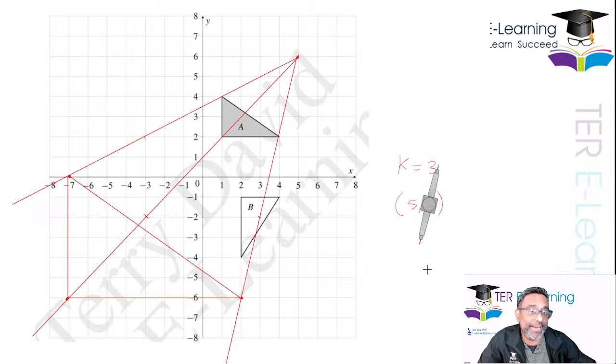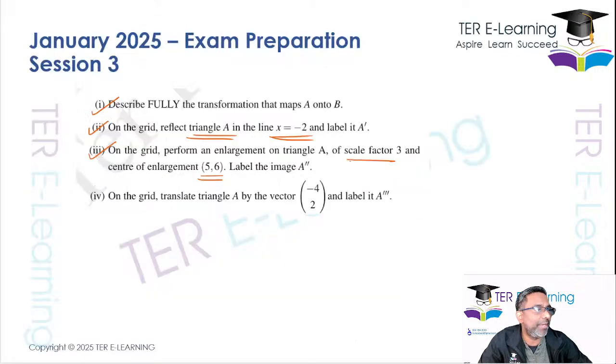So that there is my enlargement. Let's go back to the screen here now. So that's the third part. We did an enlargement. The fourth part, we're on the grid.